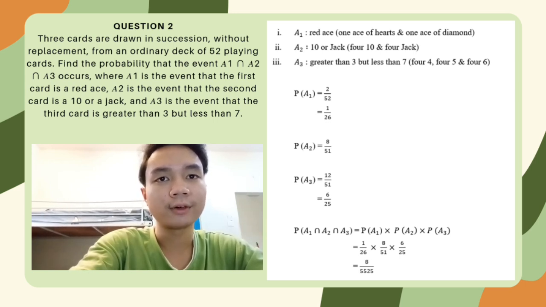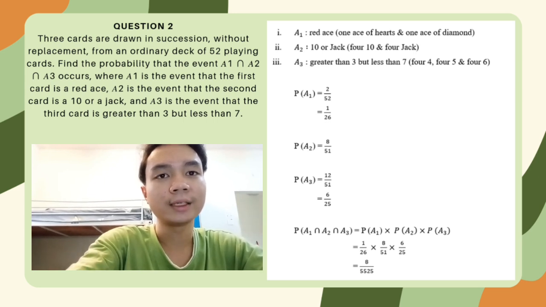The probability for A1 is 2 over 52 and we can get 1 over 26. The probability for A2 we can get 8 over 51. And the probability of A3 is 12 over 51, and then we can get 6 over 25.